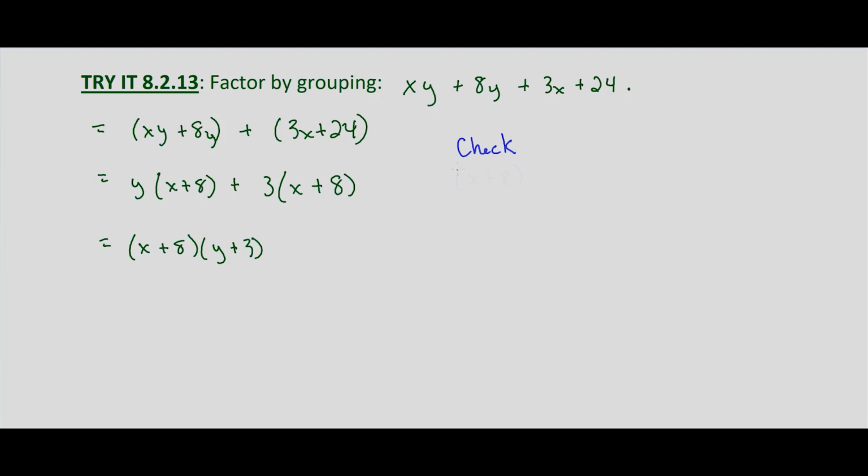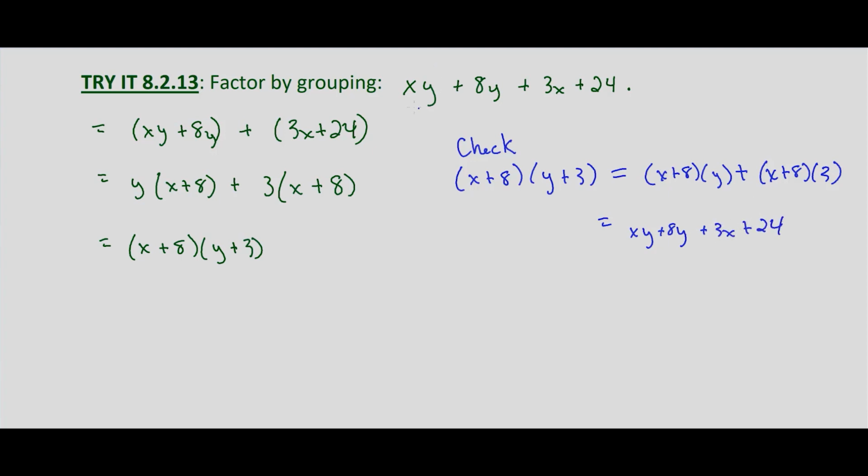So x plus 8 times y plus 3. I'm going to use the distributive property, x plus 8 times each term. So x plus 8 times y plus x plus 8 times 3, and that equals xy plus 8y plus 3x plus 24, and that is our original expression, and so we know this is indeed the factorization of our original polynomial.